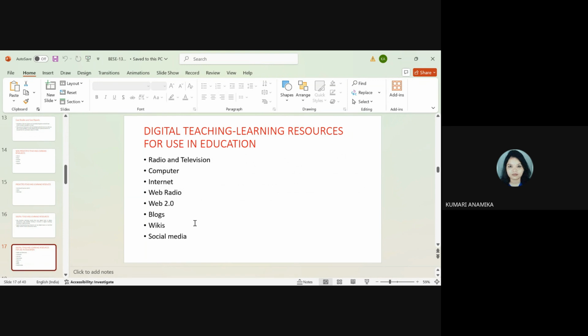See, these are the digital tools which we use as teaching learning resources in our education system. We make use of television and radio, which I think we have discussed in our previous class also, and we make use of the computer. We also use internet, web radio, web 2.0, blogs, wikis, social media. We make use of all these things for making our teaching learning process more effective.